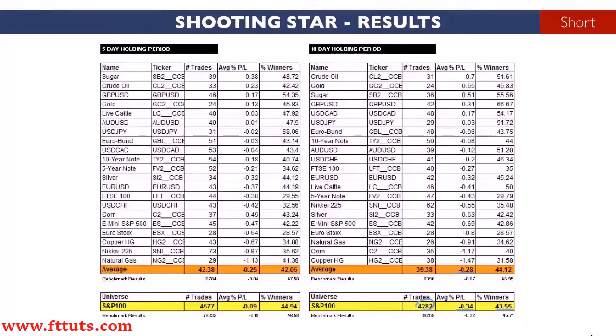Shorting the shooting star pattern on a daily chart is clearly a losing signal. It lost money across all time frames and most markets. In a way, you wouldn't really expect the shooting star to do that well in stocks, especially with a 10-day time frame, because stocks tend to go up and short trades are never as profitable as long trades. But anyway, the results are not good for the shooting star. Let's move on.